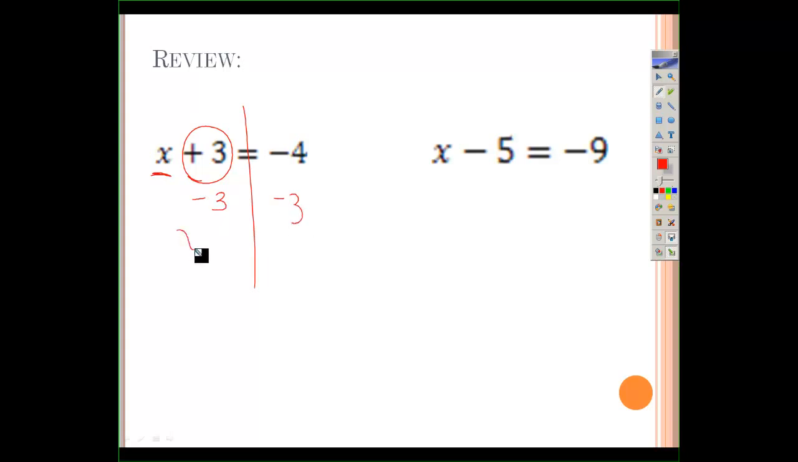That means x plus 0 equals negative 7, and x plus 0 is just x, so x must equal negative 7. We've also solved equations where you have to add to solve. In this case, we have a minus 5. The opposite of subtraction is addition, so we add 5 to both sides. x equals negative 4. We've done those before too.